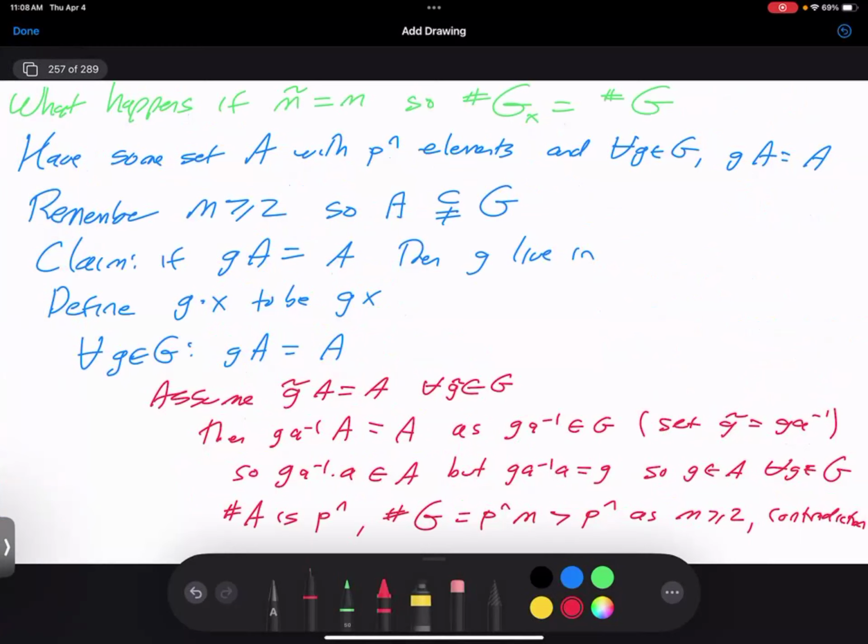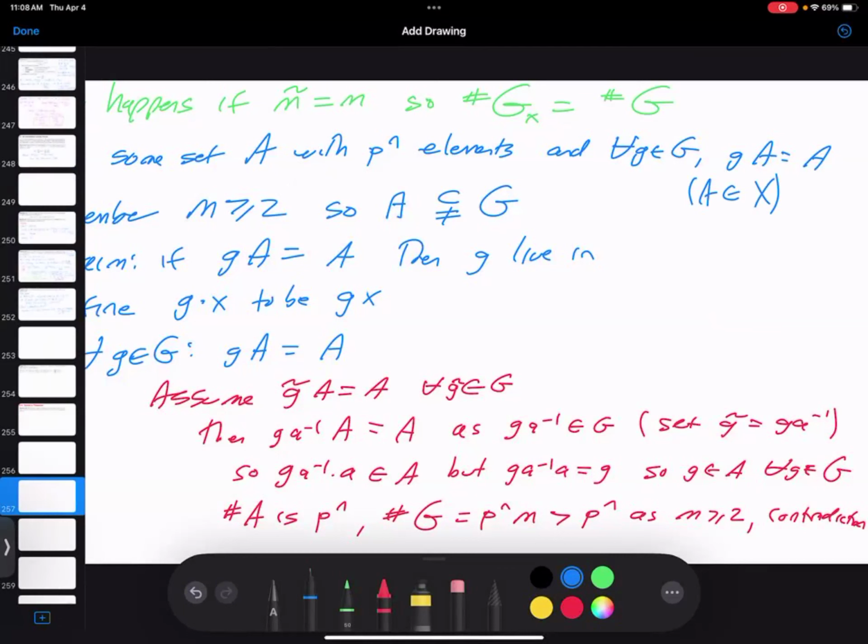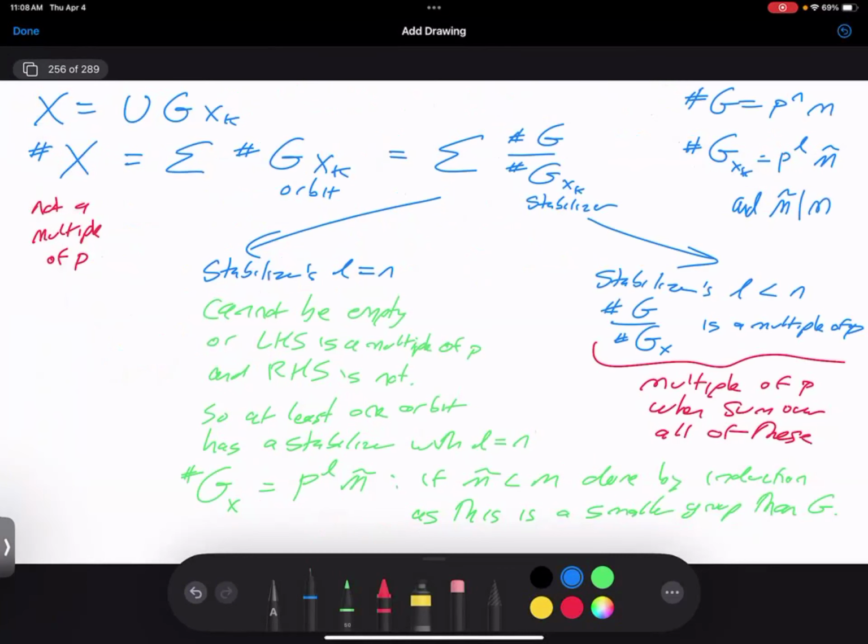No, I got the whole previous thing. I just do not understand how exactly, because we suppose that there exists A such that it has p to the n elements. No, well, everything has p to the n elements. X is the set of all subsets of size p to the n. A is one of the elements of X. And it's an element whose stabilizer is all of G. That's the case we can't handle. As long as the stabilizer is not all of G, we're done by induction.